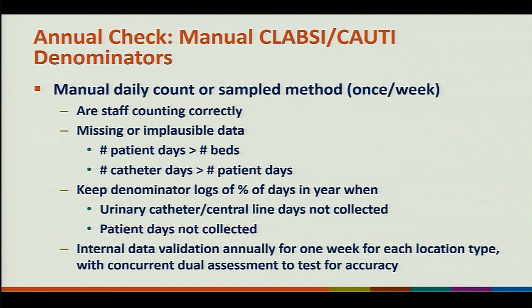For collapsing CAUTI and CLABSI denominators, you want to determine which denominator counting method is more appropriate for your facility, a daily manual count or a weekly sampling method. Some of the things that you want to look at: does your staff understand the definitions of central lines and indwelling urinary catheter and how to count them correctly? Are there situations where data are missing or implausible data has been reported, such as reporting more indwelling catheter days than patient days for the month? It's vital to keep a log of how frequently these errors occur and review these results with your staff to ensure that you have continued accuracy of your counts.